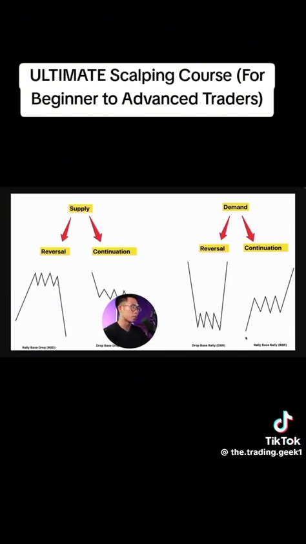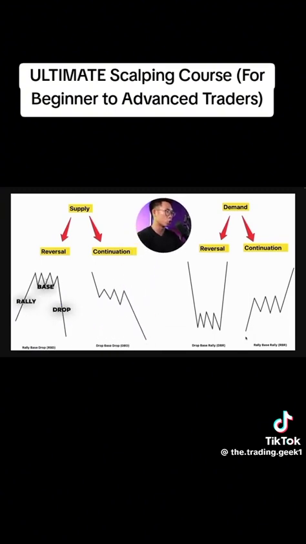So the first reversal supply demand zone is your rally base drop. It's basically when price goes up, consolidates, and reverses and hits back down. And then for a continuation supply zone, that means price will be going down, starts consolidating, and then eventually it breaks out of the consolidation and continues going down in the downtrend.